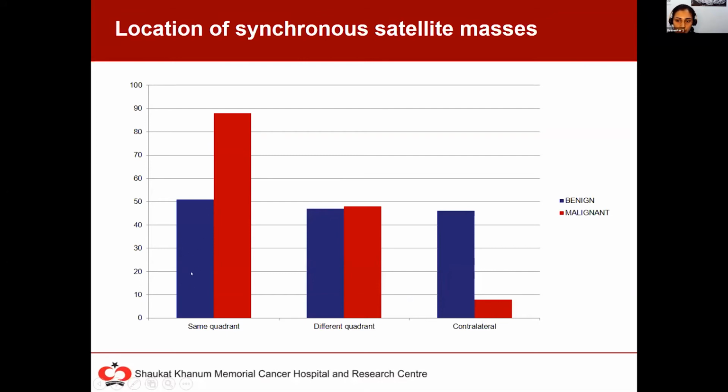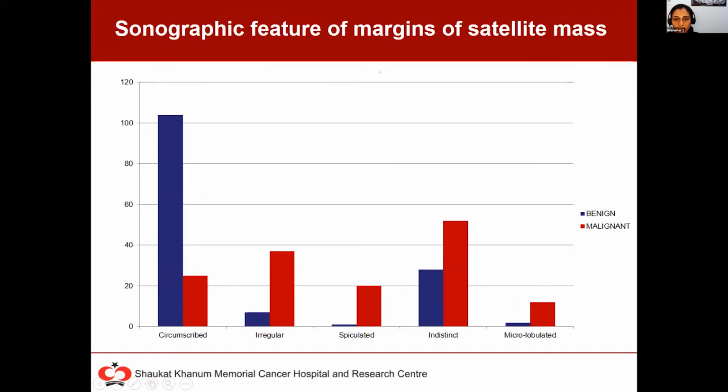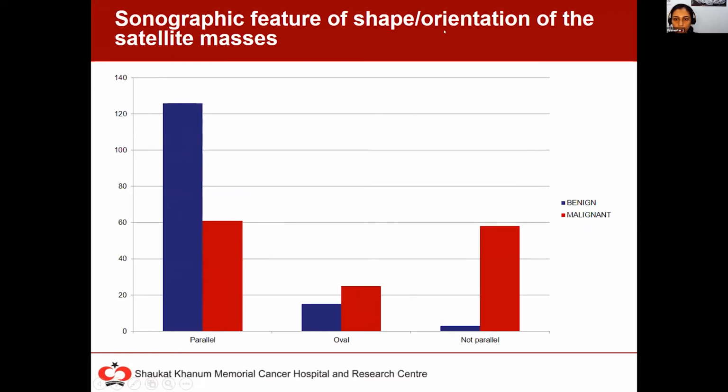And the benign masses, which are shown by blue color, show almost equal incidence on the same quadrant, different quadrant, or contralateral breast. Considering the margin of satellite masses, we can see that around 73% of the benign masses showed circumscribed margins, while 1/3 of the malignant masses had indistinct margins. Now, discussing the shape or orientation of the satellite masses, around 87% of the benign masses had a parallel orientation, while an equal number of malignant masses had not parallel orientation or parallel orientation.